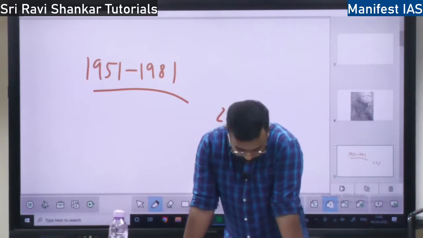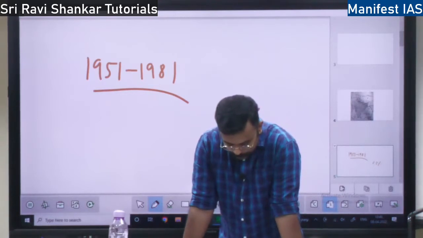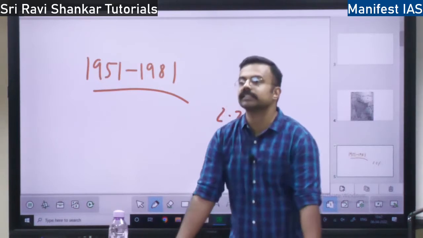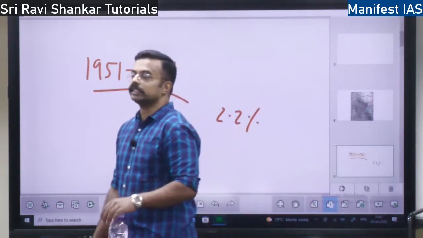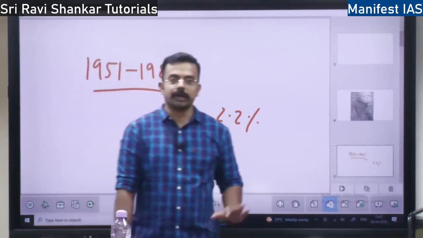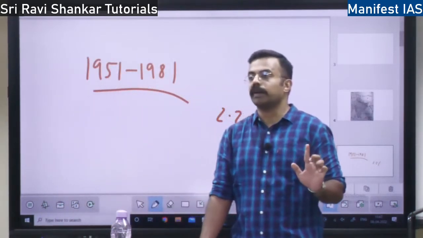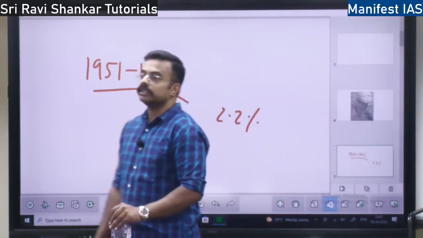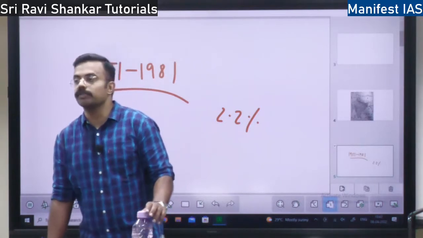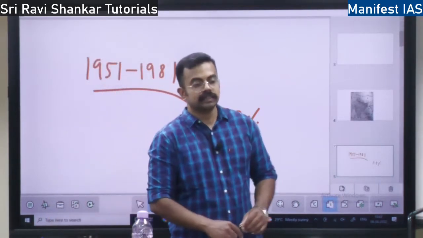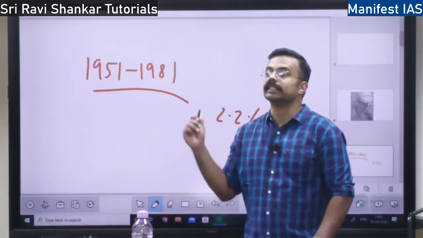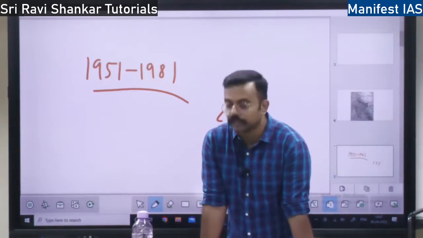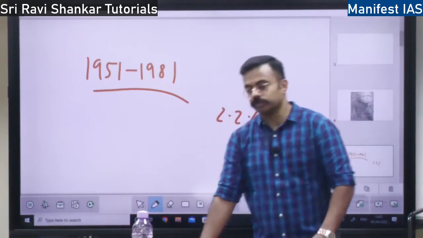Not only this, during this phase we witnessed a lot of international migration. International migration from where? From Pakistan. During partition we witnessed migration from Pakistan. We witnessed migration from Bangladesh. We witnessed migration from Nepal, Bhutan, and even Tibet. Because Tibet was taken over by China, the Dalai Lama and his followers all came and settled in India. So because of all these reasons, there was a huge increase in the population, and the birth rate was also high. So this is the third phase.